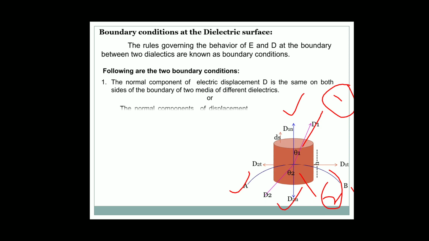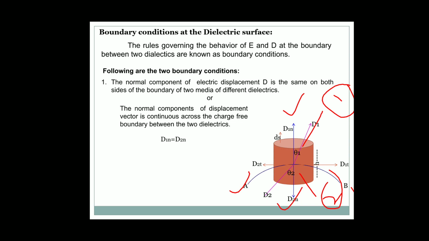This can also be said in another form: the normal component of the displacement vector is continuous across the charge free boundary between the two dielectrics. Continuous means the same, constant. A charge free boundary means there is no charge, that is, charge density sigma is equal to 0. So D1n is equal to D2n, that is the first boundary condition.